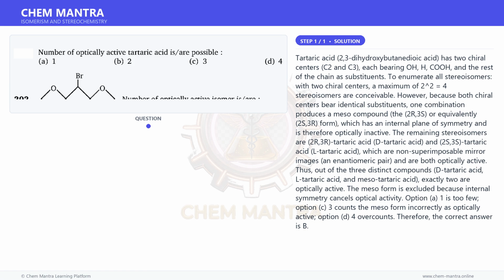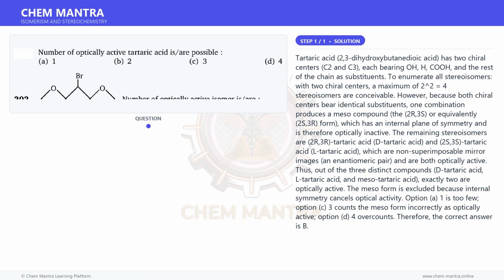The remaining stereoisomers are 2R,3R-tartaric acid, D-tartaric acid, and 2S,3S-tartaric acid, L-tartaric acid, which are non-superimposable mirror images, an enantiomeric pair, and are both optically active. Thus, out of the three distinct compounds, D-tartaric acid, L-tartaric acid, and meso-tartaric acid, exactly 2 are optically active. The meso form is excluded because internal symmetry cancels optical activity.